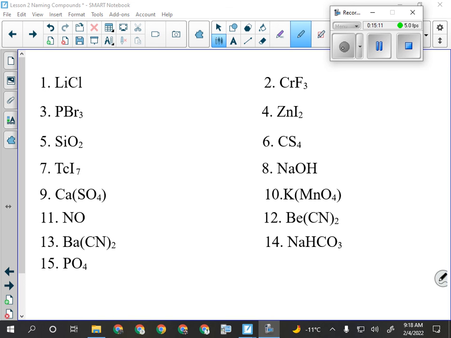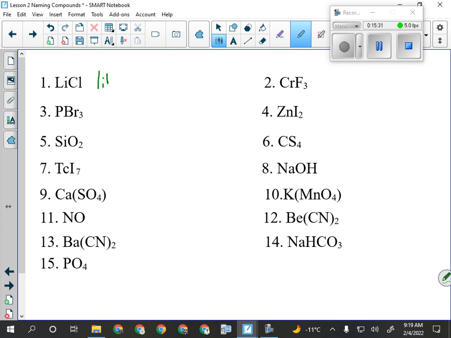All right, anytime we're naming compounds, the first thing we have to decide is whether the compound I'm looking at is ionic or molecular, so I know which rules to apply. Number 1, we've got lithium and chlorine. Is that ionic or molecular? It's ionic, because lithium is a metal. Metal first, non-metal second, so I need to apply the ionic compound naming rules.